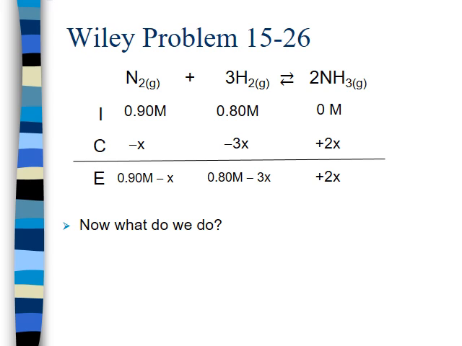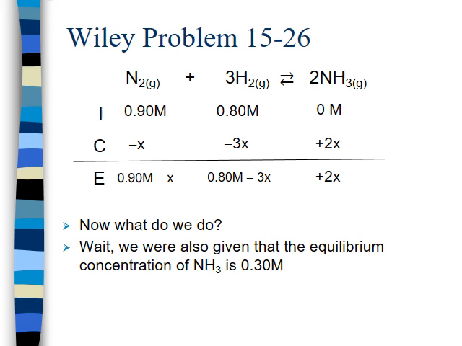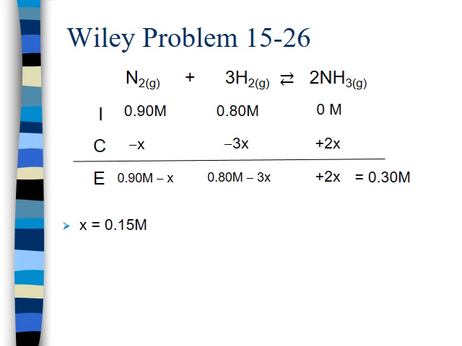Okay, now what? We might be stuck, except if we look at our given information, they tell us that the equilibrium concentration of ammonia is 0.3 molar. That means that 2x equals 0.3. We can now solve for x and get numeric values for all our equilibrium concentrations. Let's do that. Okay, if 2x equals 0.3, x equals 0.15.